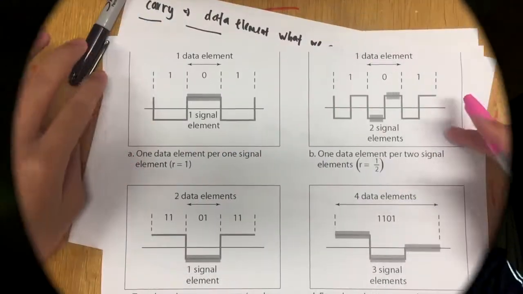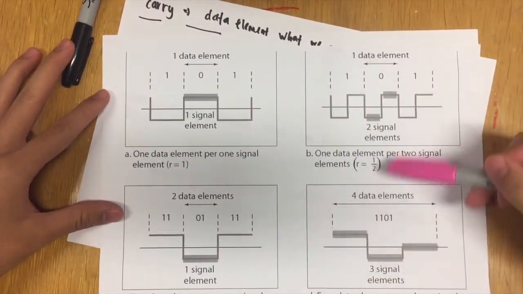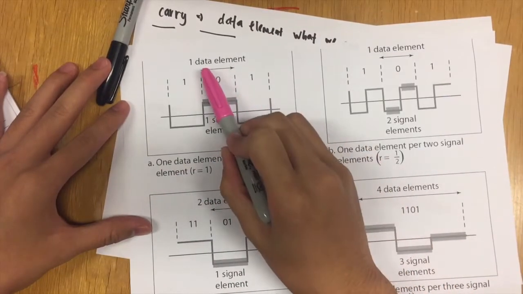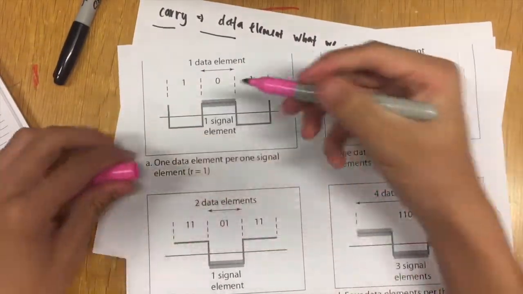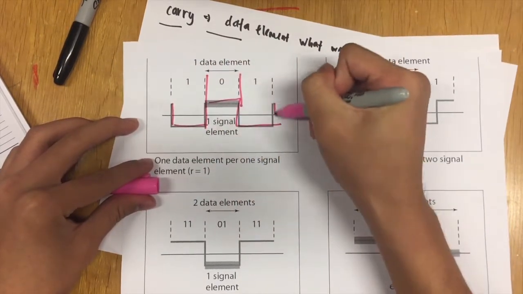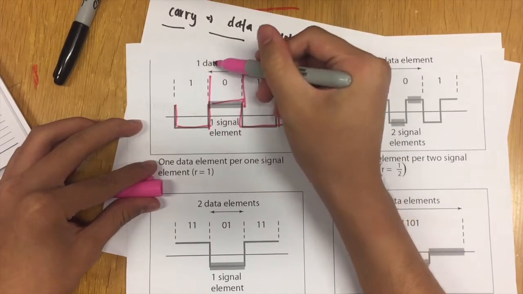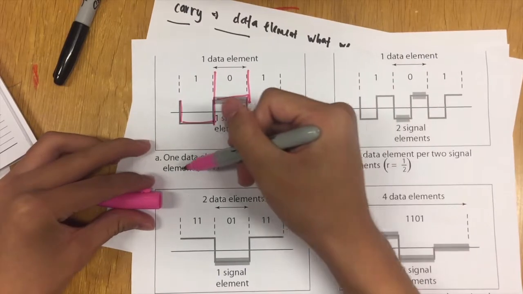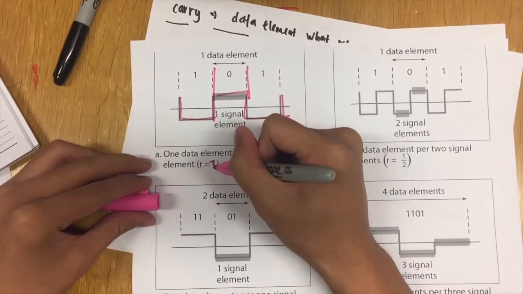Under ratio, the number of data elements carried by each signal element is counted as a ratio, and there are a few graphs for this. Basically, there are 4 graphs here: 1, 2, 3, 4. This one is 1 data element per 1 signal element. Each signal element carries one data element, which gives a ratio of 1.